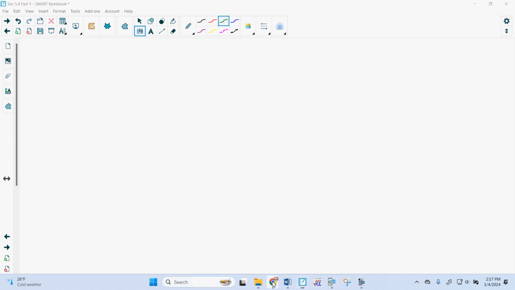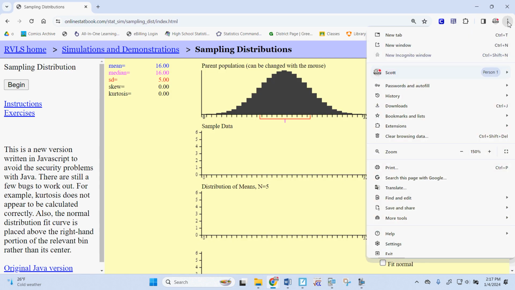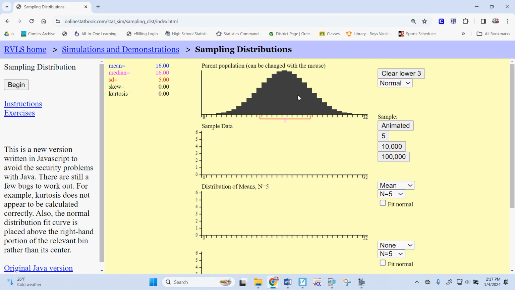Now, let me give you another visual here of how this would work. So, let's say this top distribution is all of our fish or all of our people. It's our parent population. And this has a mean of 16 and a standard deviation of 5. Now, let's say I have a sample of 5. Down here you can see my n is 5. And I'm going to take a sample from this distribution at the top. So I click animate, 1, 2, 3, 4, 5. And then this blue dot down here is the mean of that sample.